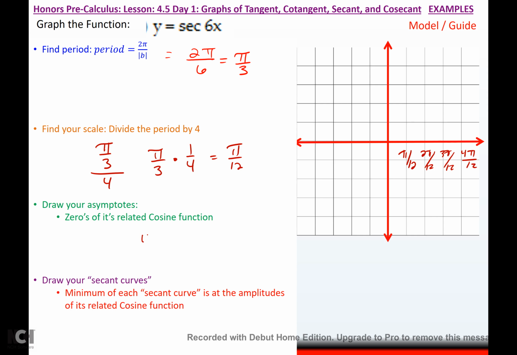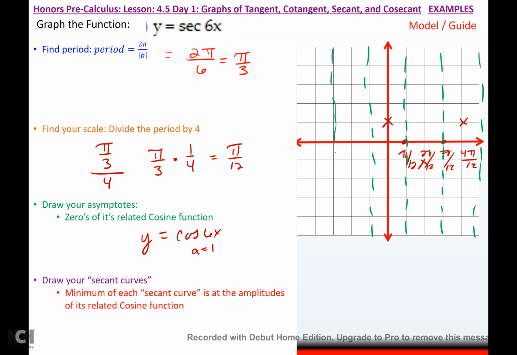The related cosine function for this would be cosine 6x. And if you're doing cosine, the amplitude would be 1. So cosine, you would start at the amplitude, which would be here, and then you would go to 0, and then you would go down to the amplitude, then you would go to 0, and then you would go up to the amplitude. And our asymptotes are at the zeros of the related cosine function. So my asymptotes go through the zeros of the cosine, every other line. You can extend it on this side, just continue the pattern.